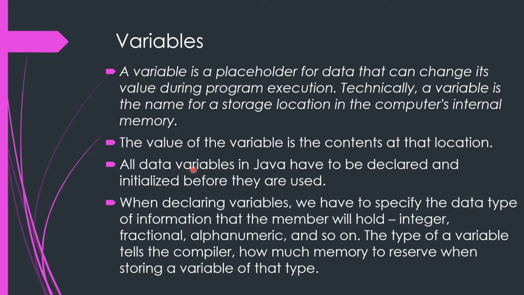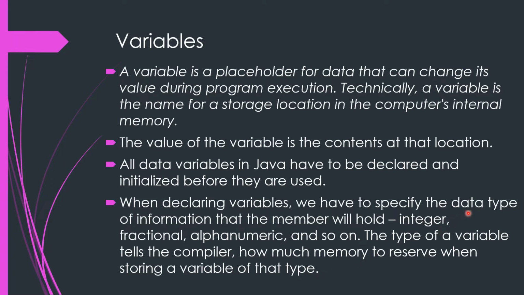All data variables in Java have to be declared and initialized before they are used. So basically in Java, whenever you are going to use variables, you have to first declare and initialize them, and then you can use them in your program. When declaring variables, we have to specify the data type of information that the variable will hold: integer, fractional, alphanumeric, and so on. The type of a variable tells the compiler how much memory to reserve when storing a variable of that type. So basically, here comes the role of data type.